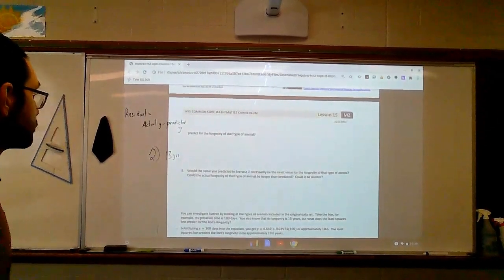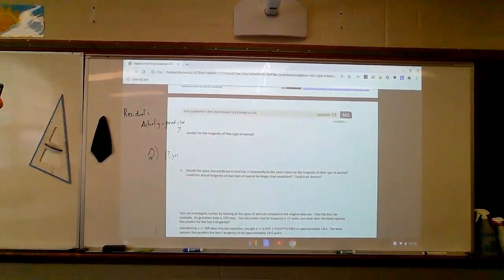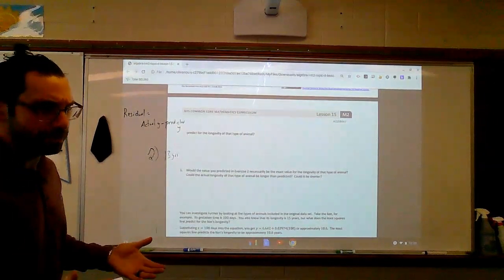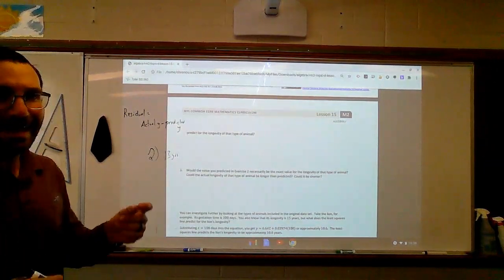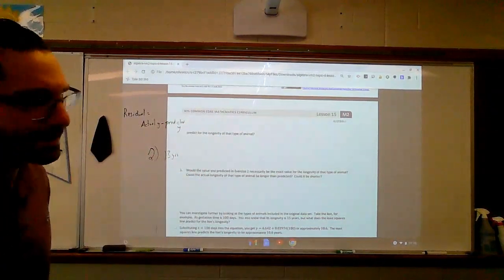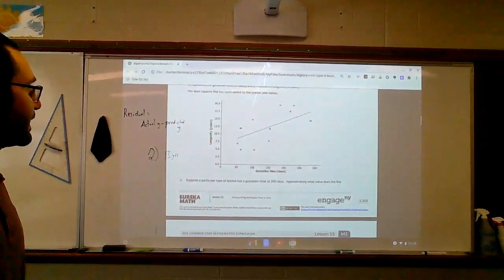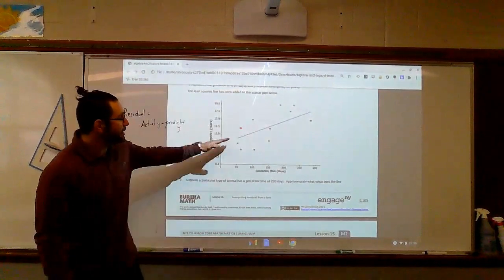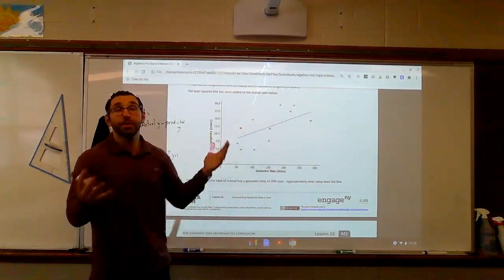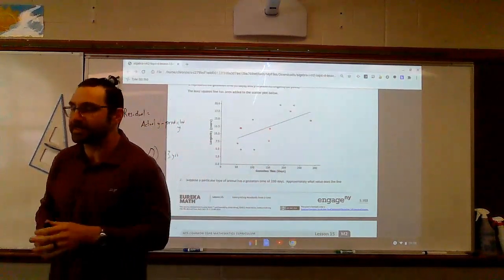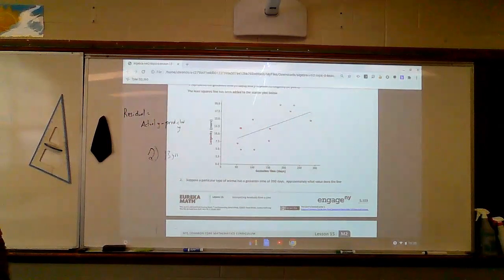Would the value you predicted in exercise 2 necessarily be the exact value for the longevity of that type of animal? Well, no. Could the actual longevity of that type of animal be longer than predicted? Sure, it could. Could it be shorter? Sure. It's a prediction. This is the line of best fit. If you notice, when we go back to this graph, there is not a single actual value on this line. These are predictions for all the animals, based off of what we have. This is the best guess that scientists, in our case mathematicians, came up with.